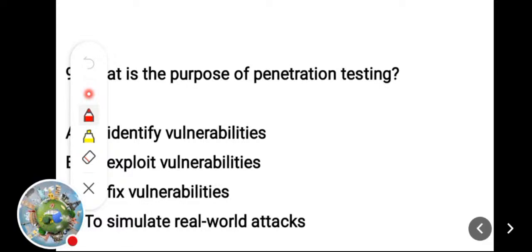Vulnerability assessment is identifying the vulnerabilities. Penetration testing is used to exploit vulnerabilities. Patch management will fix the vulnerabilities, but the main purpose of penetration testing is to simulate real-world attacks. How the attacks will happen and how hackers will enter the system or application in our network will be identified using penetration testing.